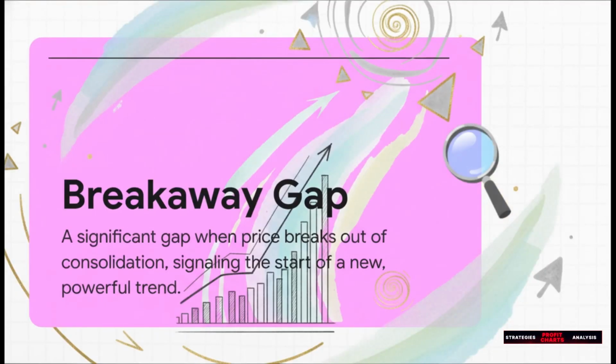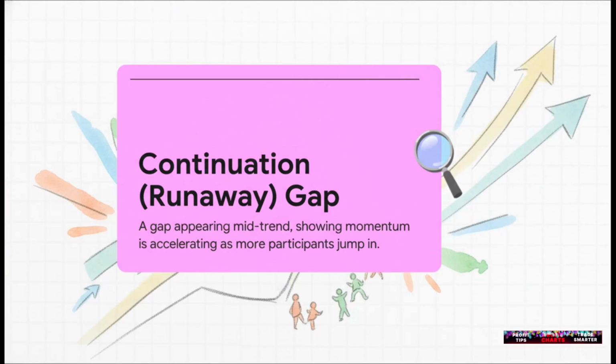Okay, next up is the breakaway gap. Now, this is a big deal. This happens when the price just explodes out of a key level, like a major resistance zone, and it's usually on a huge surge of volume. This often signals the very beginning of a powerful new trend, and it's a pattern that serious traders watch like a hawk.